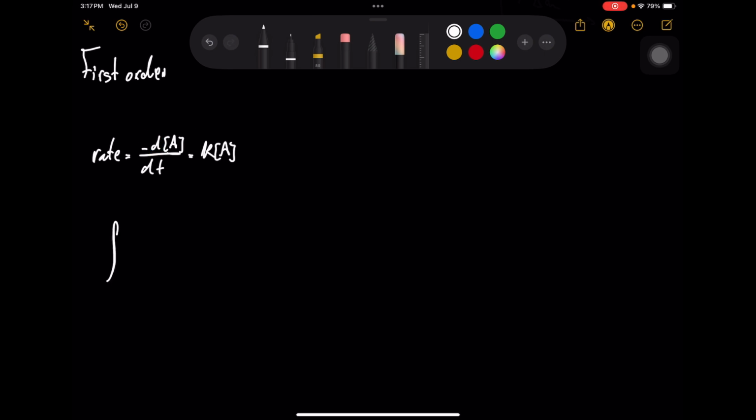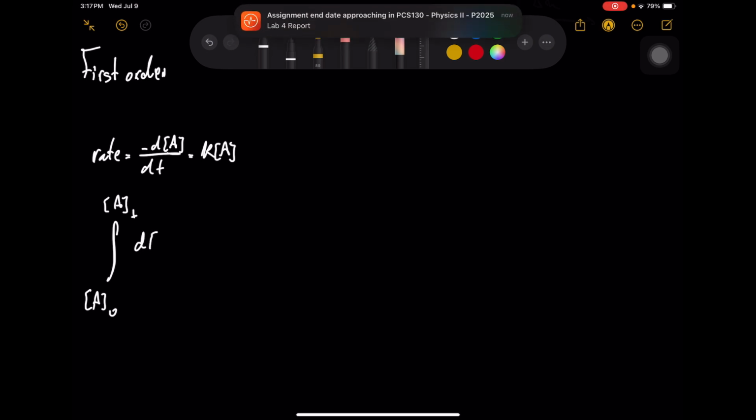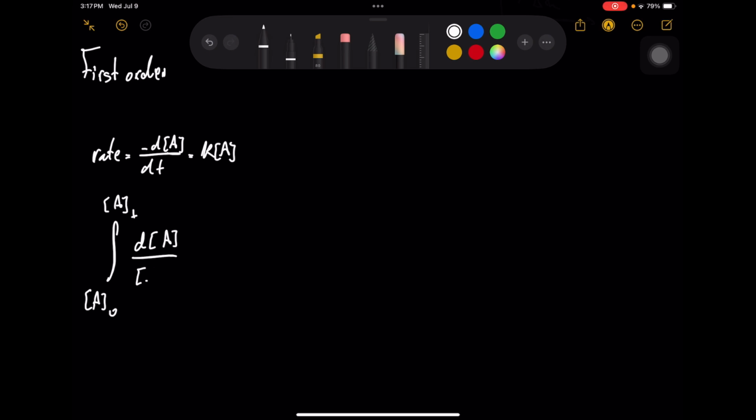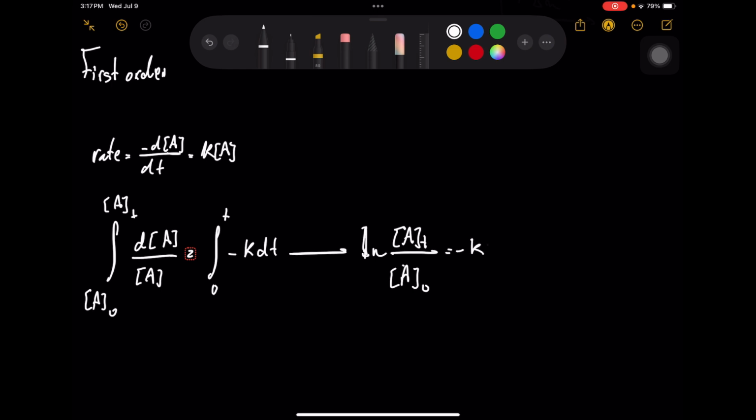And if you rearrange it again, the integral from A at 0 to A at t of d[A] over A, equal to the integral of negative k dt, would give us the natural logarithm of A at t over A at 0 equals negative k t.